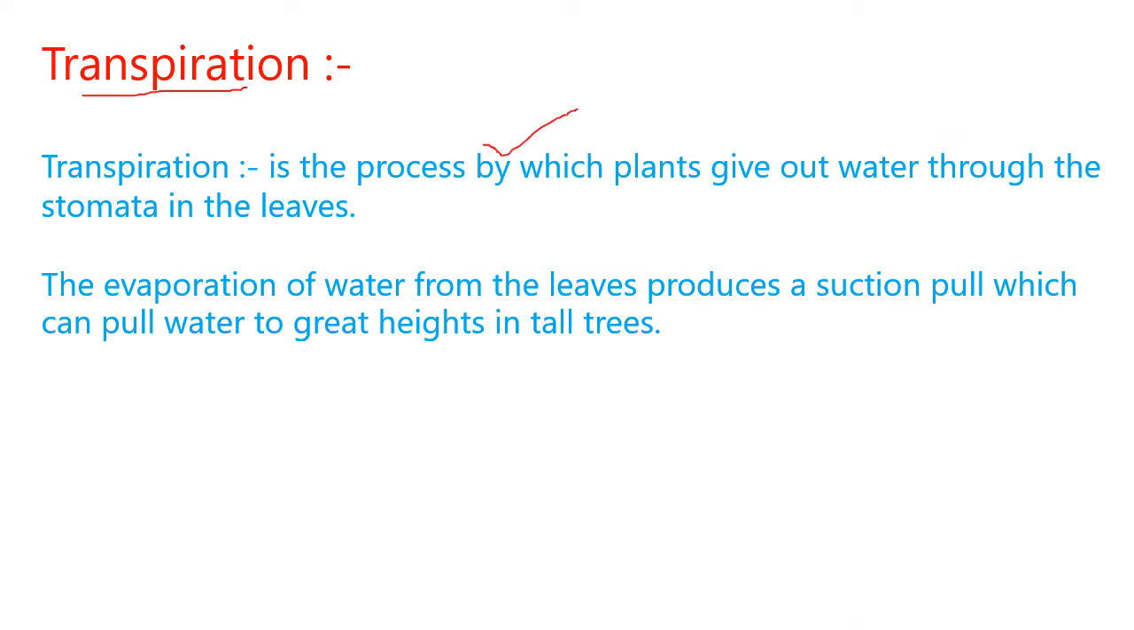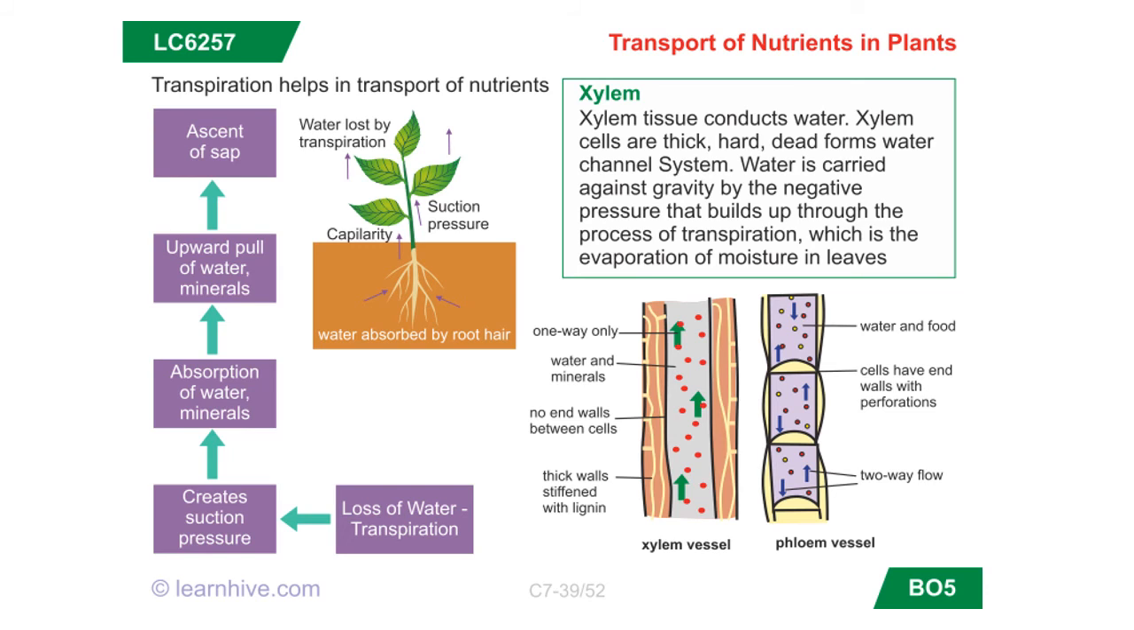It is the process by which plants give out the water through the stomata in the leaves. The evaporation of the water from the leaves produces a suction pull, as I told you, which can pull the water to great heights in tall trees. Due to the loss of water through transpiration, it creates the suction pressure. Then due to it, absorption of water and minerals occurs from the roots. Then it moves in the upward direction, and there is the ascent of sap. So in this way, transpiration occurs, suction pressure is created, and the upward movement occurs.